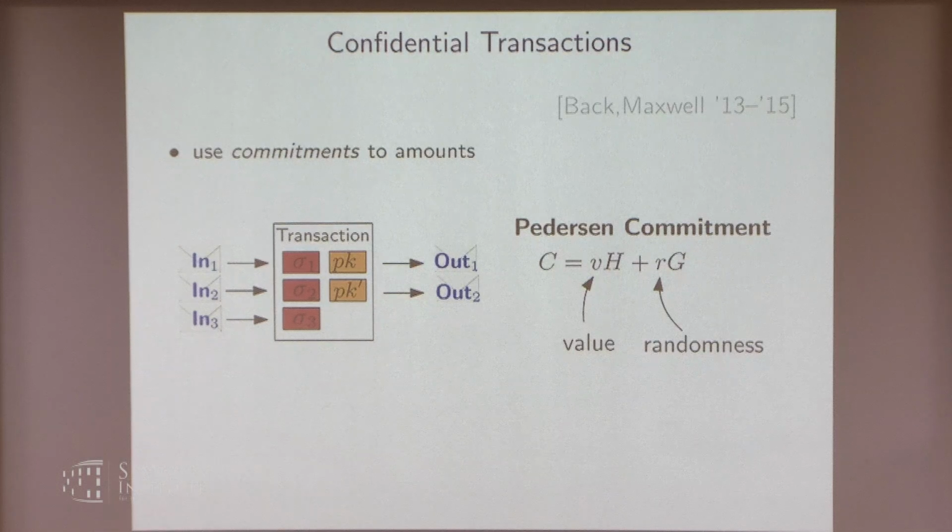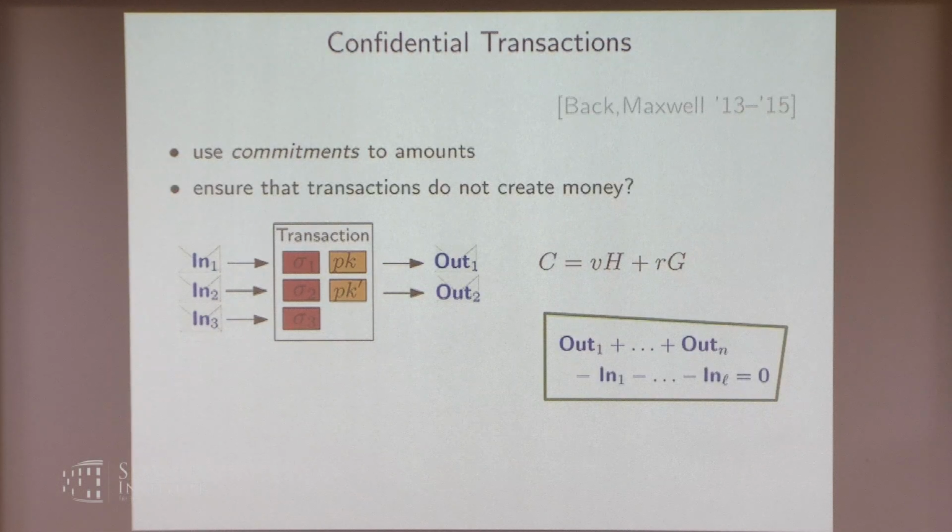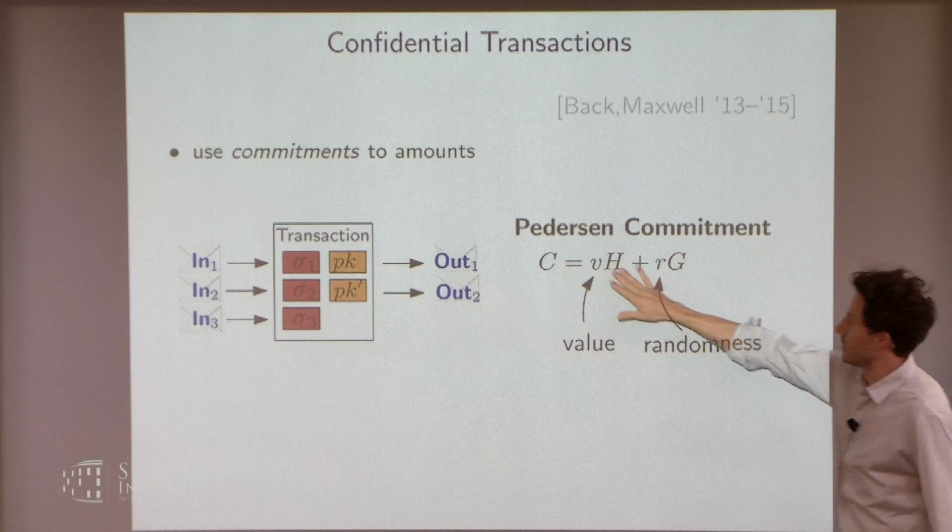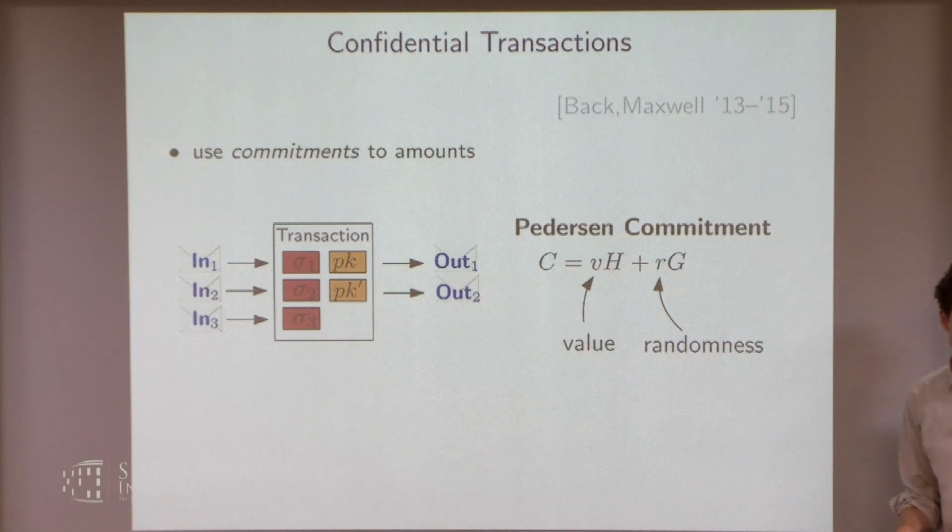On the other hand, if discrete logarithm is hard in this group, you cannot find a different representation of a coin C. So this gives you what's called binding. If you have a commitment, there's really only one value that you can take out of it.